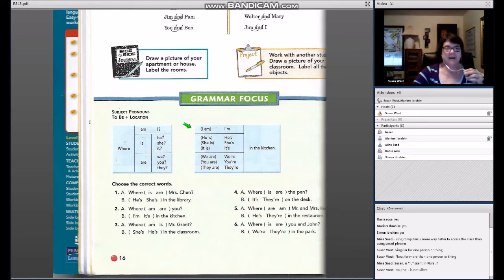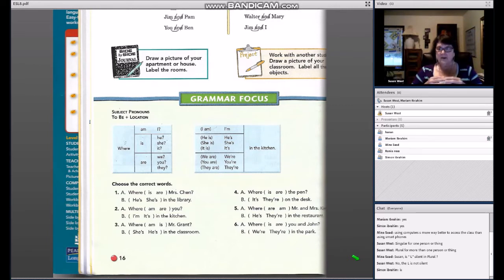Okay, for this next part, we're going to choose the correct word. And it could be the pronoun, contraction, or the verb. So I want everyone to put their answer in the chat and not speak it out, so that everyone has a chance to put in the correct answer. So let's practice with the first one. I want everyone to write the correct answer in the chat, please.